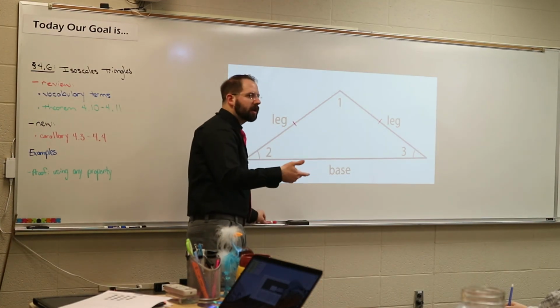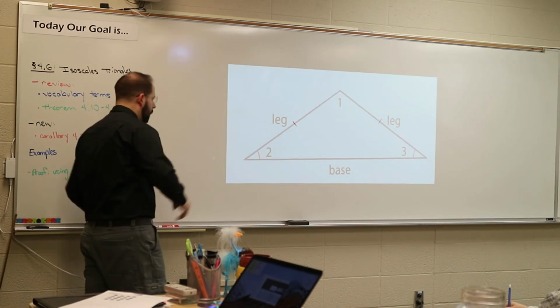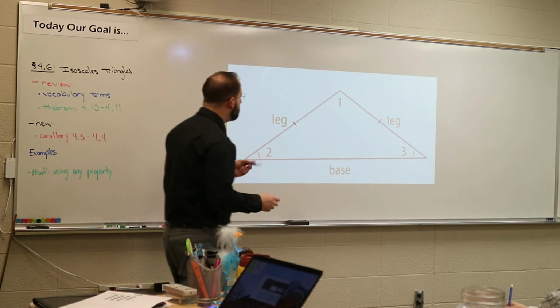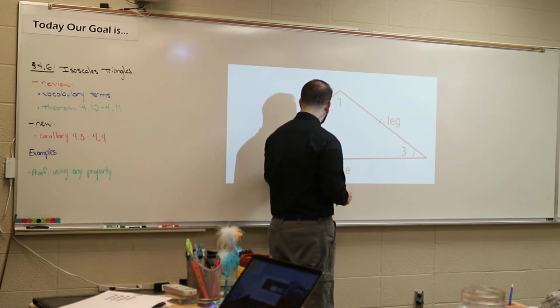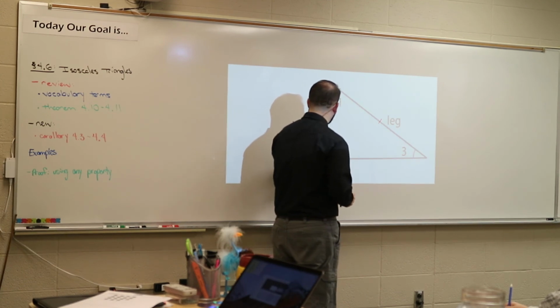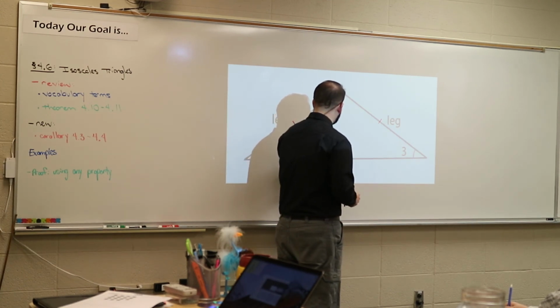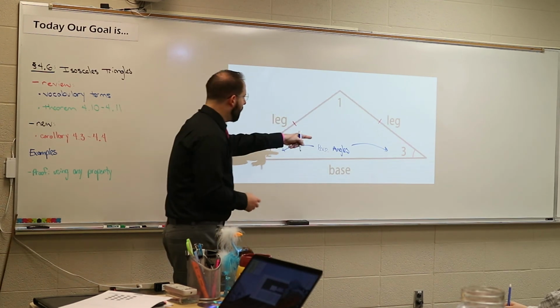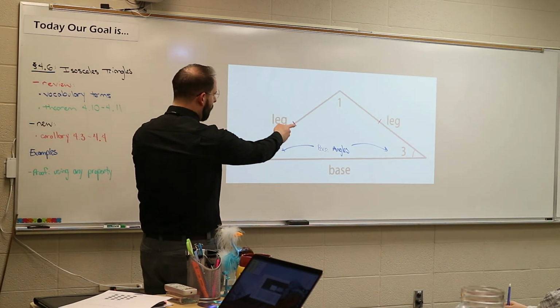Now, the other things you talked about were the angle names. I didn't have them labeled in the picture. None of the pictures in your book had them labeled. The base angles are the two angles that touch the base. So they didn't get real creative here. But the base angles are these two. Right. Now, if you're looking at the picture, what do those little bubbles mean in the corner?